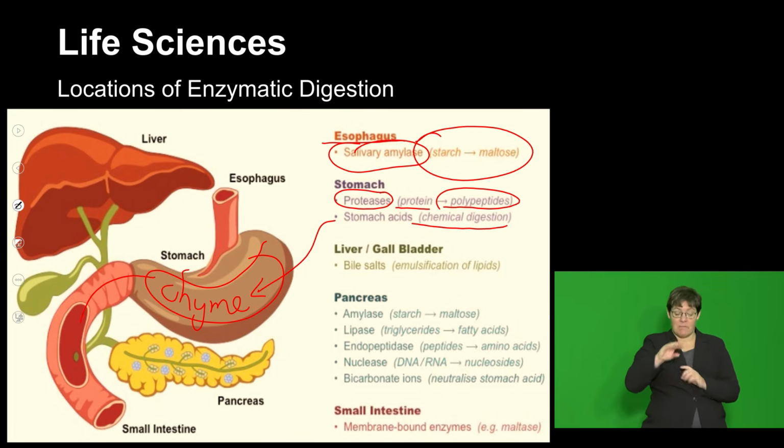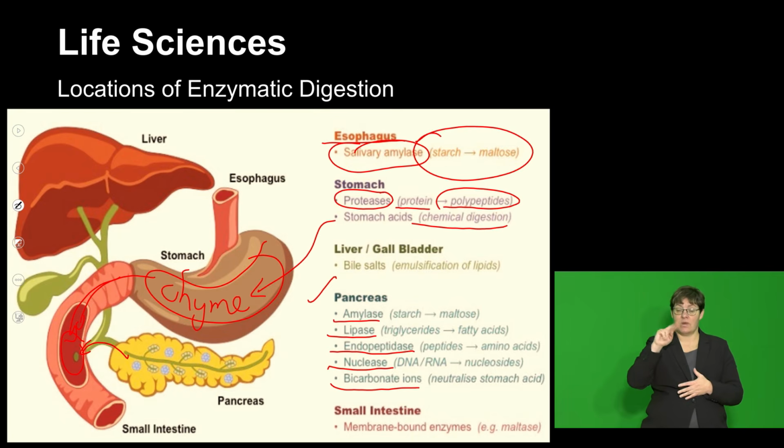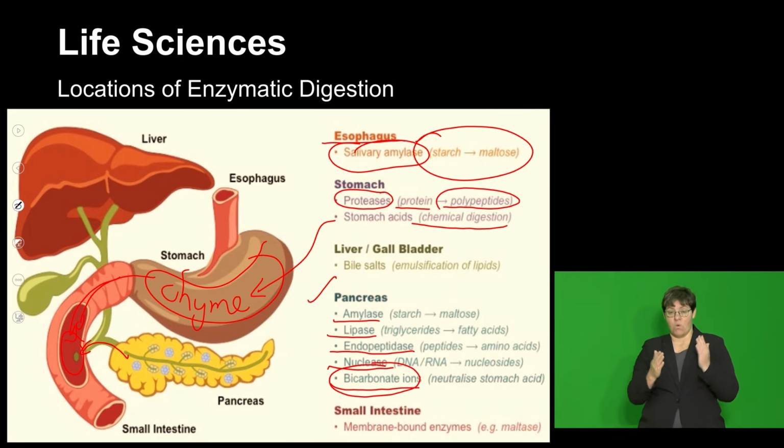The chyme then moves into the small intestine, which is the duodenum, along with enzymes produced by the pancreatic duct, which then mix with the chyme to neutralize that pH. So the pancreas produces amylase, lipase, protein digesting enzymes, your nucleic acid digesting enzymes called nucleases, as well as your bicarbonate ions, and those are enzymes and ions that neutralize the pH from acidic chyme into an alkaline secretion.